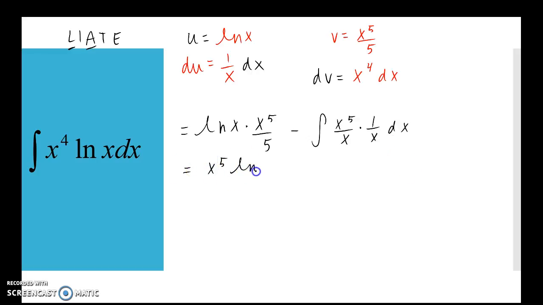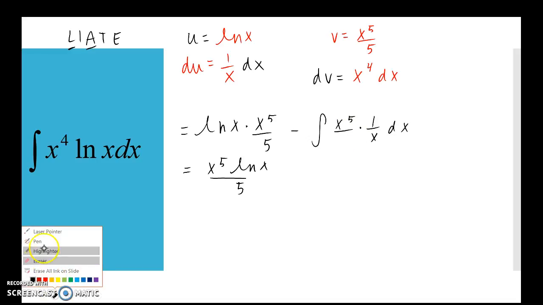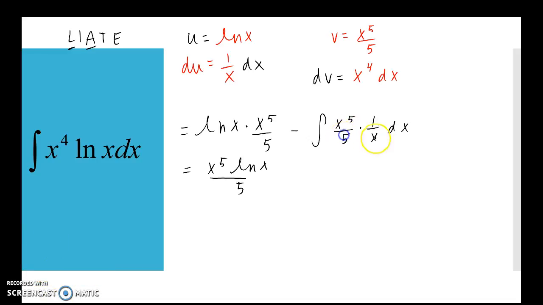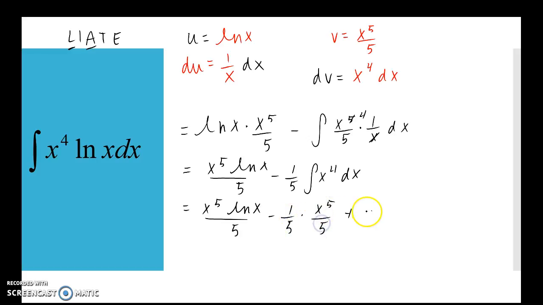X to the fifth ln of x over 5. Oh, sorry, guys. It's a 5. So now these will cancel. I'm going to take out my 1/5, and I have the antiderivative of x to the fourth dx. So now I'm only integrating using the power rule. x to the fifth ln of x over 5 minus 1/5 x to the fifth over 5 plus c.